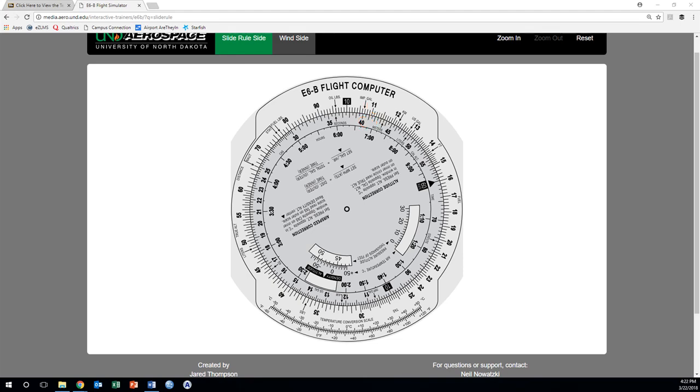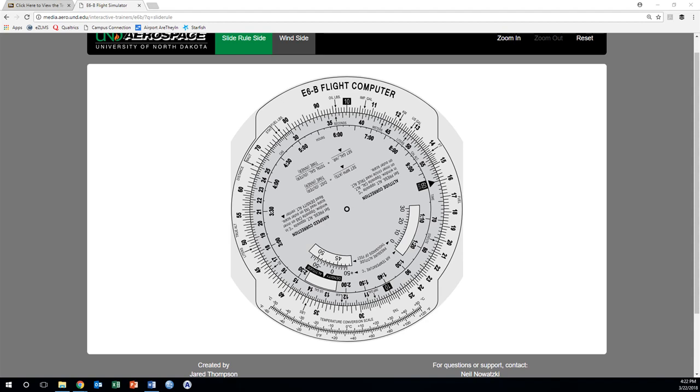In our next example, let's say our airspeed is still 160 knots, but we wanted to determine how much time it would take for us to travel 1,100 miles. So we don't really have to move anything. Our E6B is already set up from our last example, so our 60 index is underneath our speed of 160.